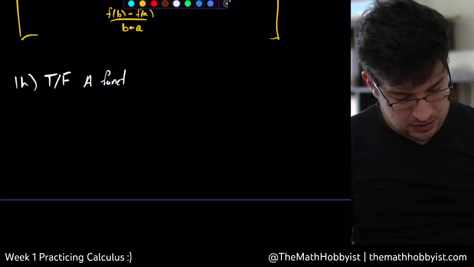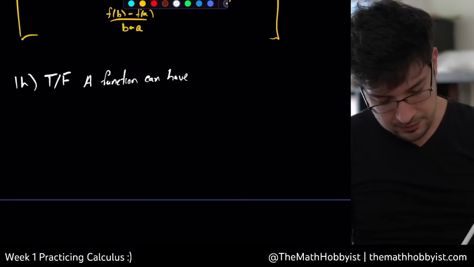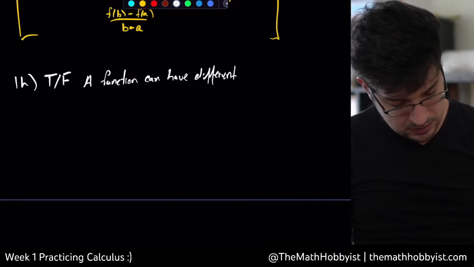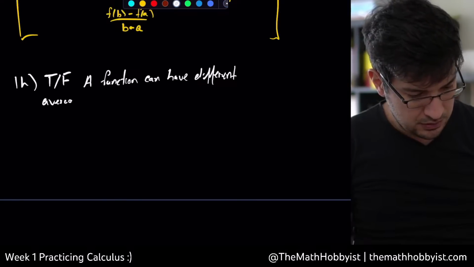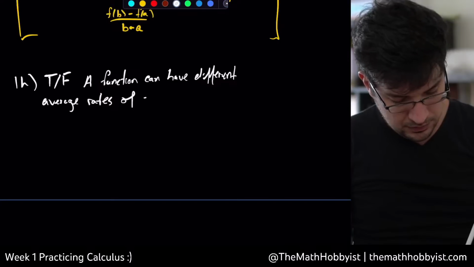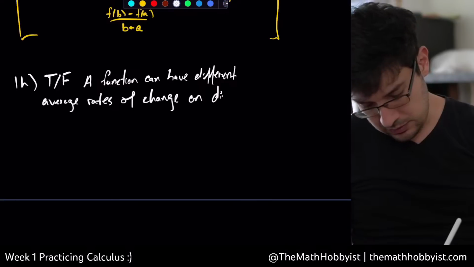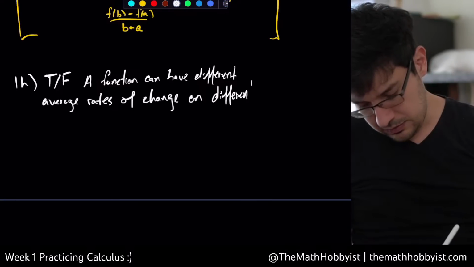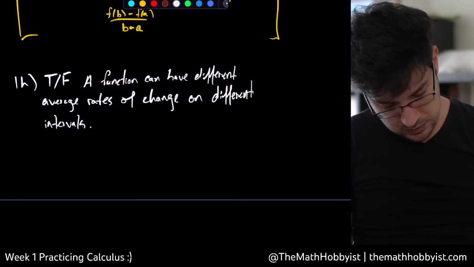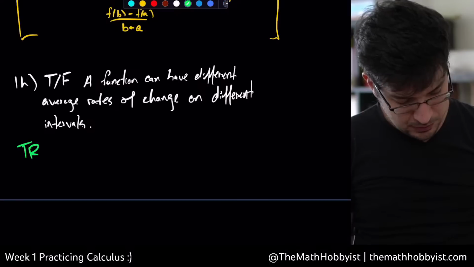True or false? A function can have different average rates of change on different intervals. Okay. To prove this, we just need one example.